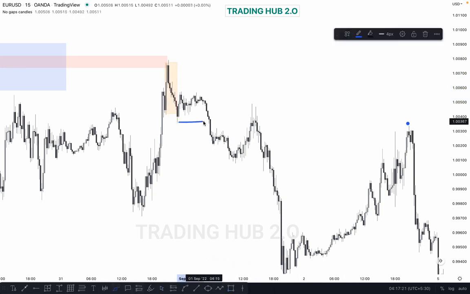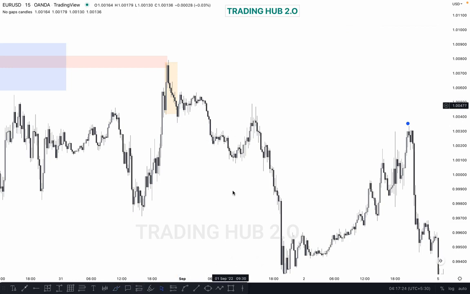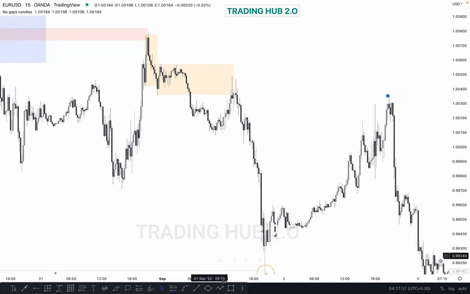The market breaks this minor structure here. This is our internal structure, and this one is our last buying move before this top. So you can see the market mitigates this one and also mitigates this one. So both order flows are mitigated here. So where is our next order flow? I'm sorry, both are order flow, not order block.